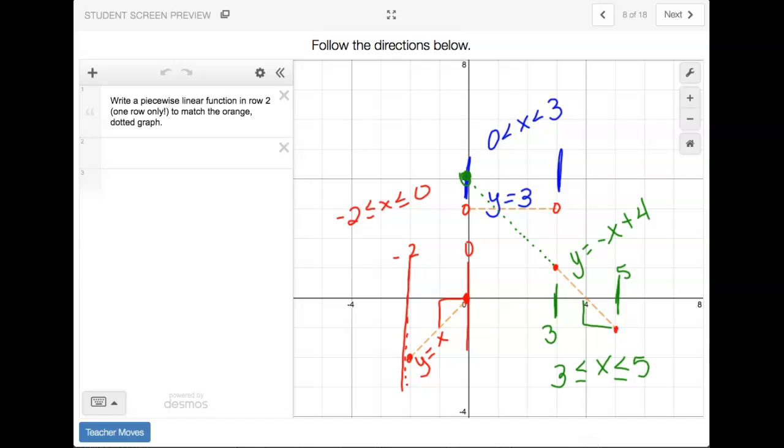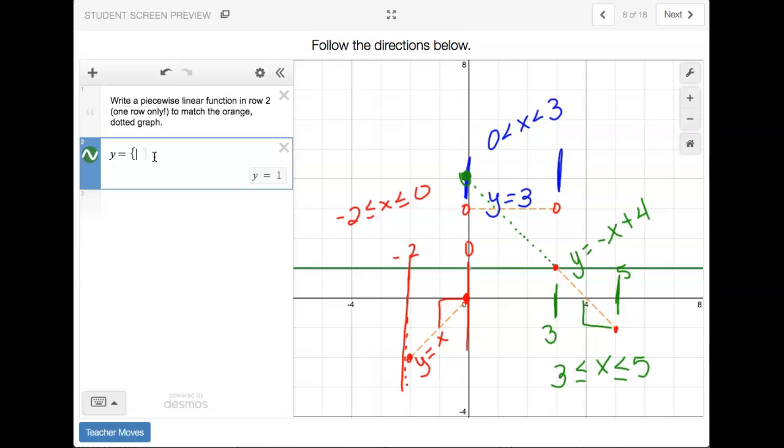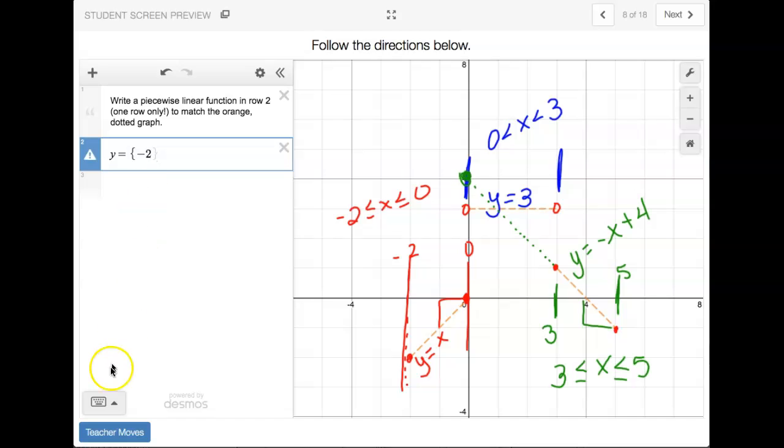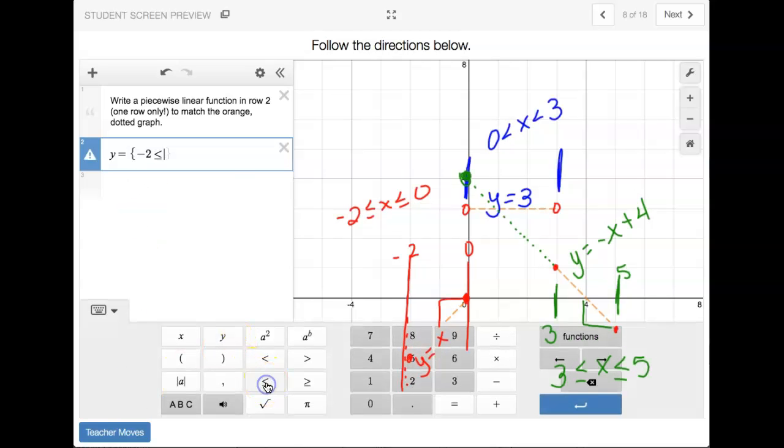All right, so now it's just a matter of typing that in. So once again, we are going to start with y equals and then a brace. All right, our first domain, we'll start with the part that I wrote in red. So we have -2 is less than or equal to x, which is less than or equal to 0. Then a colon, and we need our linear equation. So y equals x. Since the y equals is in front, we just need the x. Then I put a comma.